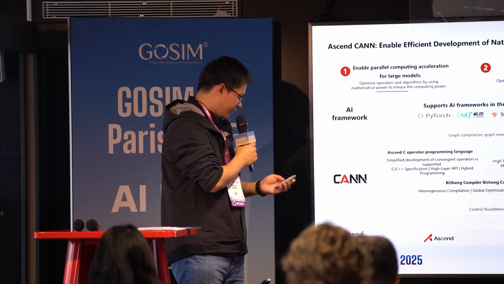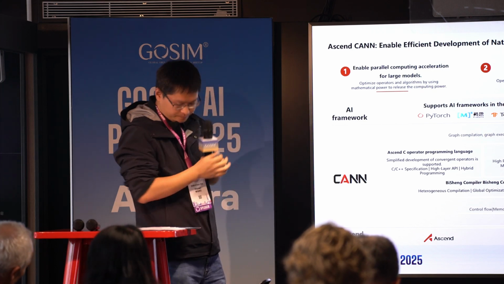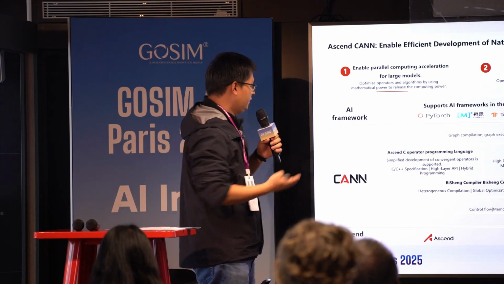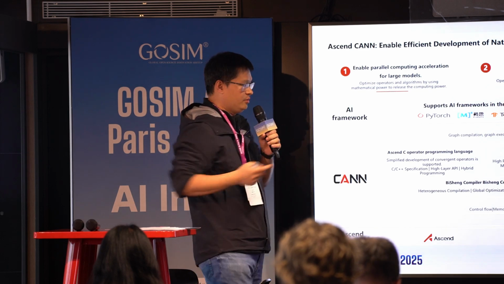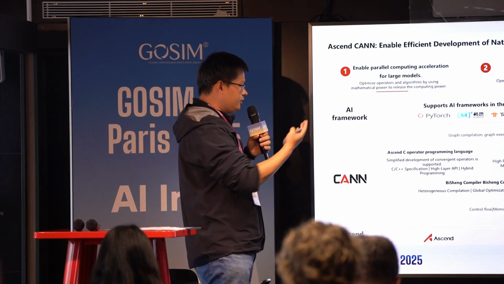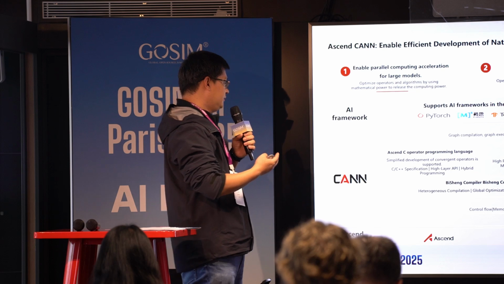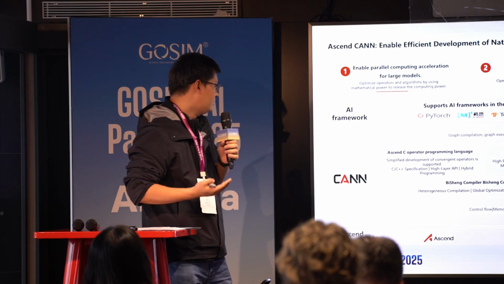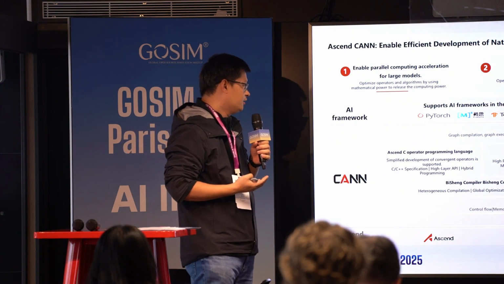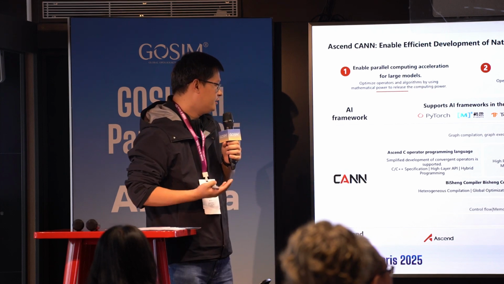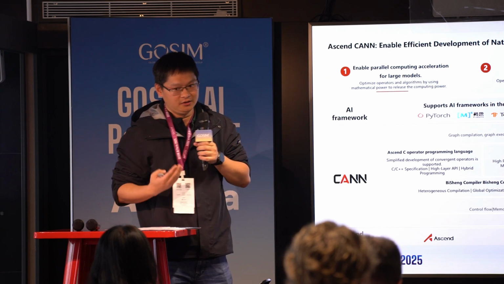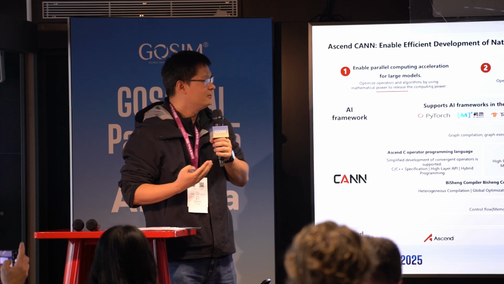So take the picture here. CANN mainly contains the hardware and the hardware driver, and it mainly contains 4 levels I want to introduce. The first one is GE, the graph engine. The second one is Ascend C, the C++ operator programming language. The third one is the operator acceleration library. And the last one is HCCL, the collective communication library. I'll describe them in full detail in the next few slides.